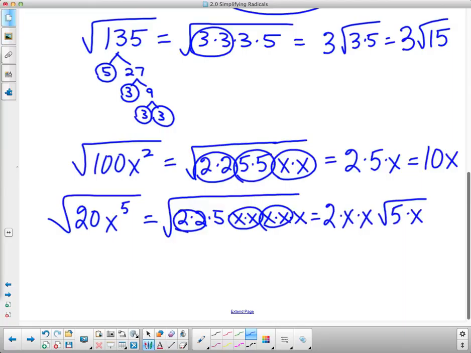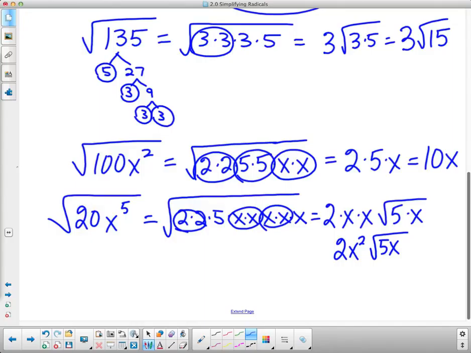Okay, so I put the things that did pair up outside and the things that didn't pair up inside. So I end up with 2x to the 2nd times the square root of 5x. Doesn't look too simplified, but remember the goal is to get what's underneath the radical to not have any more perfect square factors.